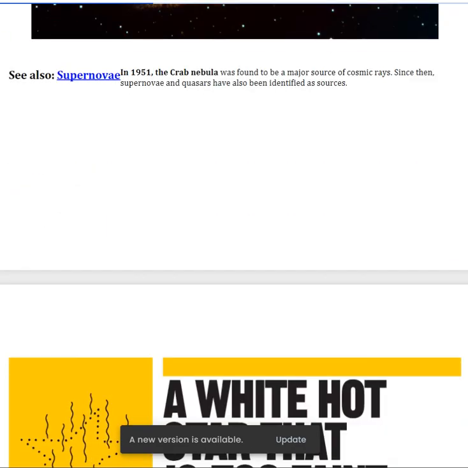In 1950, scientists found that cosmic rays consisted of charged particles, some possessing very high energies. They smash into atoms in the atmosphere, creating new subatomic particles that may themselves create collisions, which in turn cause a cascade of collisions called a cosmic ray shower. In 1951, the Crab Nebula was found to be a major source of cosmic rays. Since then, supernovae and quasars have also been identified as sources. See also, supernovae.